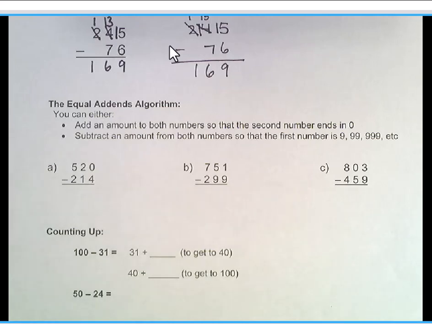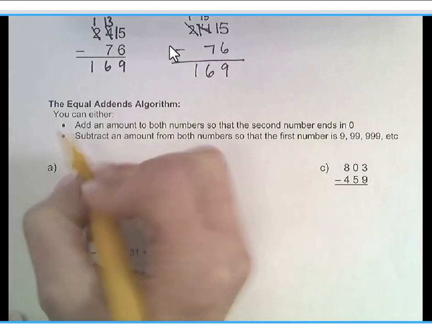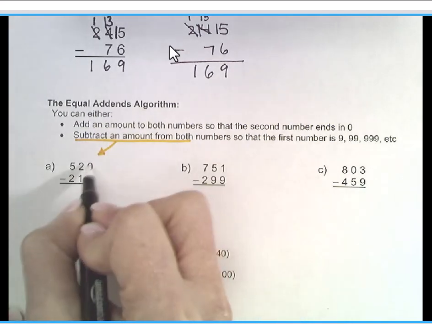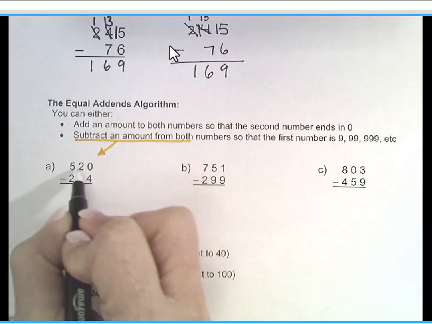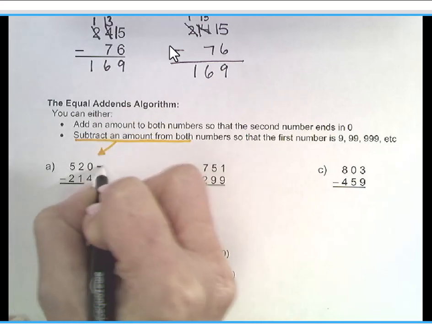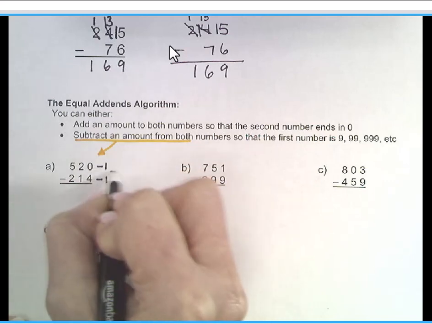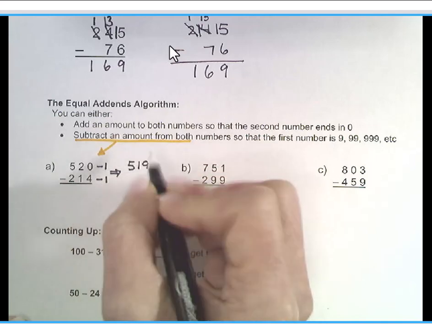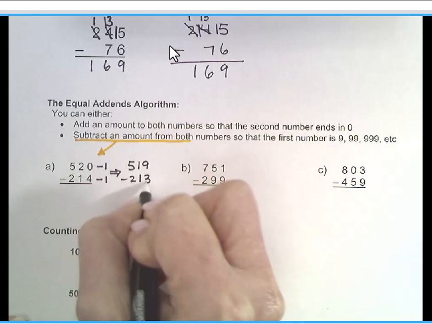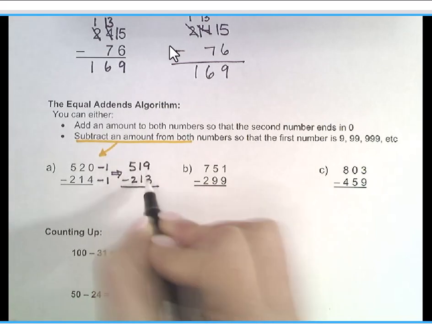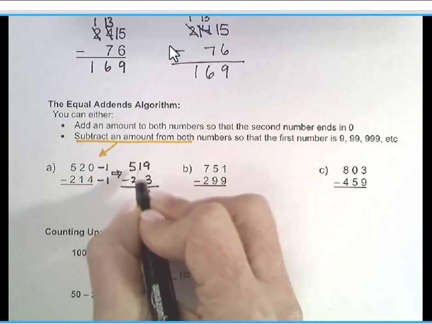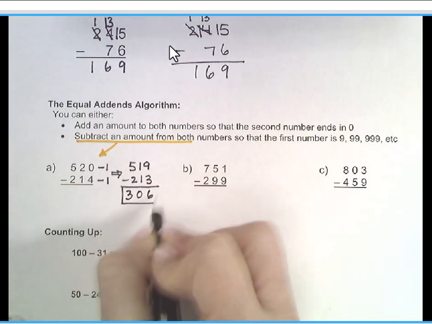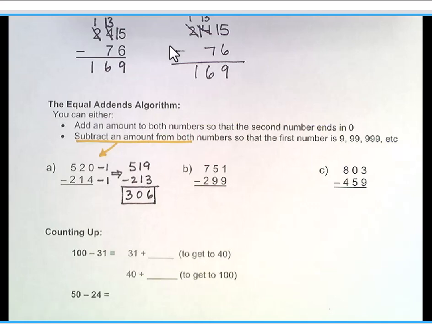So let me do, on this first one, this subtract an amount from both numbers. If I want this to end in a 9, so instead of 520, if it was 519, I could subtract 1. I'm going to subtract 1 from both. And that's going to turn the problem into 519 minus 213. And by doing that, you can see you don't have to borrow. 9 minus 3 is 6. 1 minus 1 is 0. 5 minus 2 is 3. And you end up getting 306.